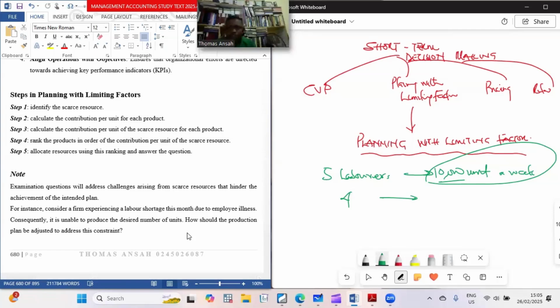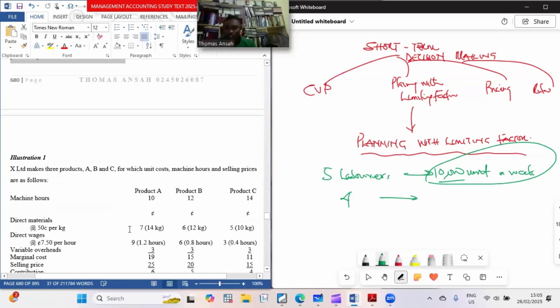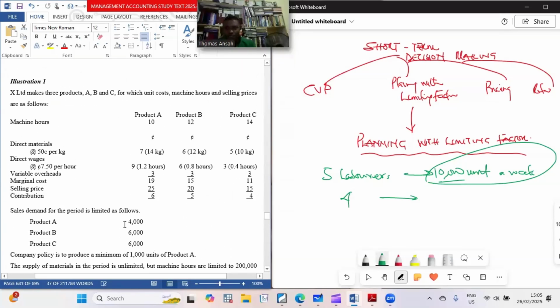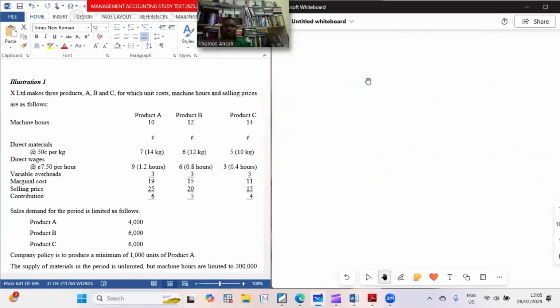Okay, so in your exams, it is going to be like that. They will give you a case and bring a challenge because there is a scarce resource. For example, consider a firm that is experiencing labor shortage this month due to employee illness, like the one that I just described. Consequently, it's unable to produce the desired number of units. How then should production be planned for them to adjust themselves to the constraint? All right, so let's pick our first illustration, so we practice with the key points that we have just learned. It's a very simple thing, like the way we used to do throughput. Anytime you have a limiting factor, that is the same thing you do.